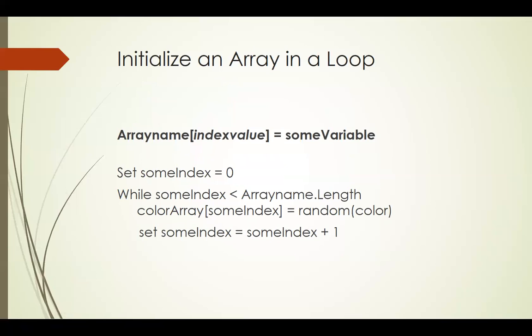So a lot of times we'll use loops to look at all of the entries in an array. We might start out setting an index variable, in this case some index, to 0, and then while our index value is less than the length of our array, we can update all of the values. Set them to a random color, increase our index so that we're looking at the next entry in the array, and continue with our loop.